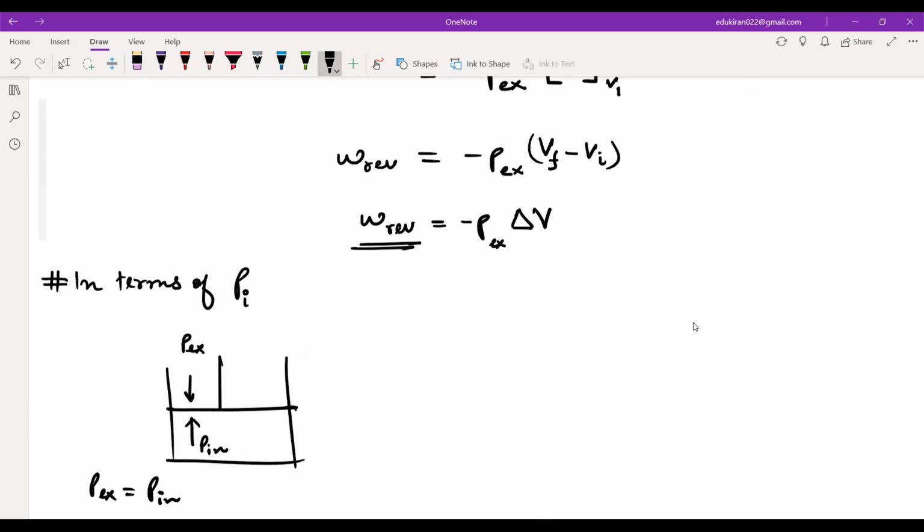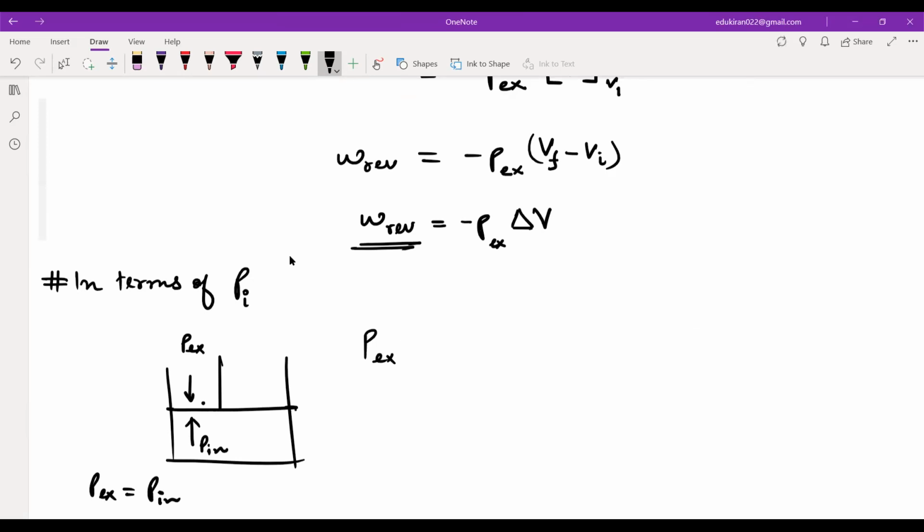Then only the piston will not move. Yes or no, guys? Now what I am doing? I am putting one particle of sand. When I put one particle of sand, I will increase the pressure by a very small amount.